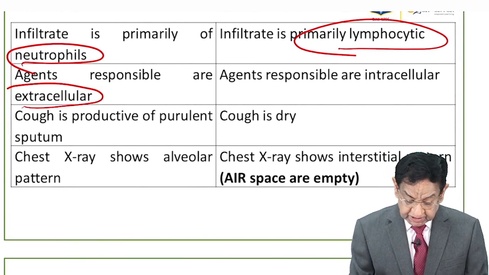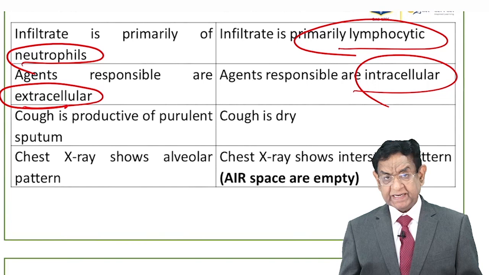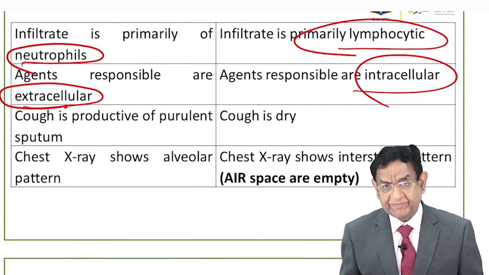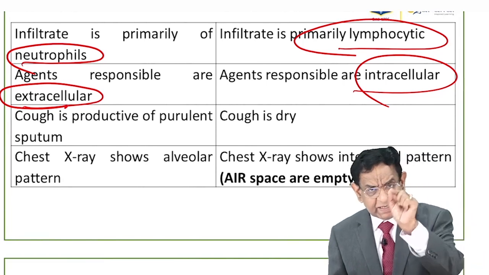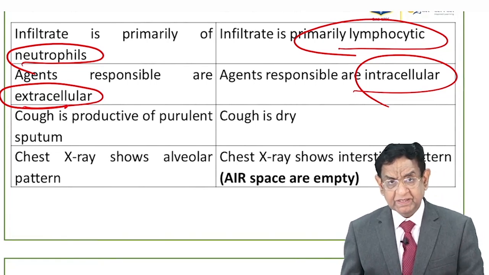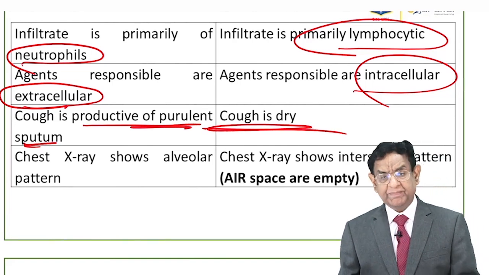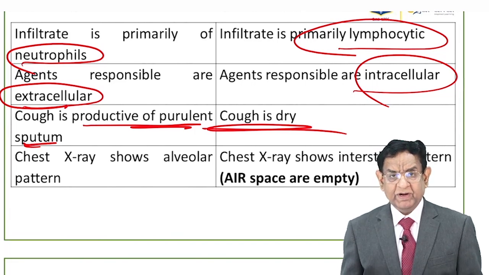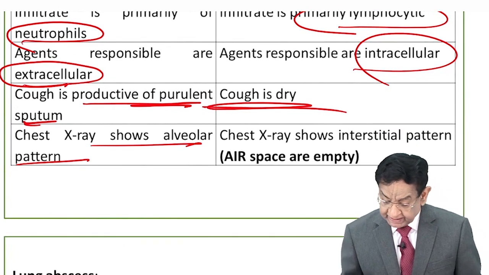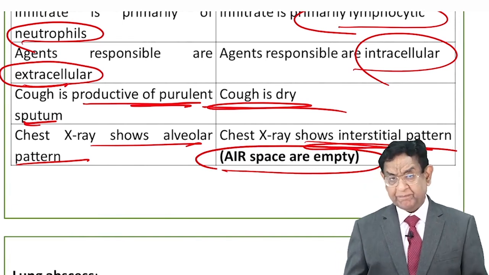Agents responsible are extracellular in one, and intracellular in the other. The majority of the organisms are inside the cell. I gave you the example of a virus, which has a viral cytopathic effect also. Why? The virus is intracellular, so it is going to cause lysis or can cause arrest of multiplication. Cough is productive of purulent sputum in one, and a dry cough in the other. The reason I already mentioned to you: any pathology in the alveoli contains a lot of exudate that comes out. Finally, it gives an alveolar pattern on chest X-ray, and here the air spaces are empty. Typically you get an interstitial type of pattern.